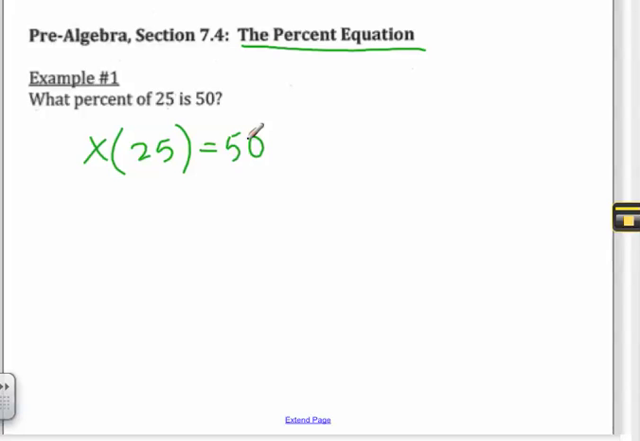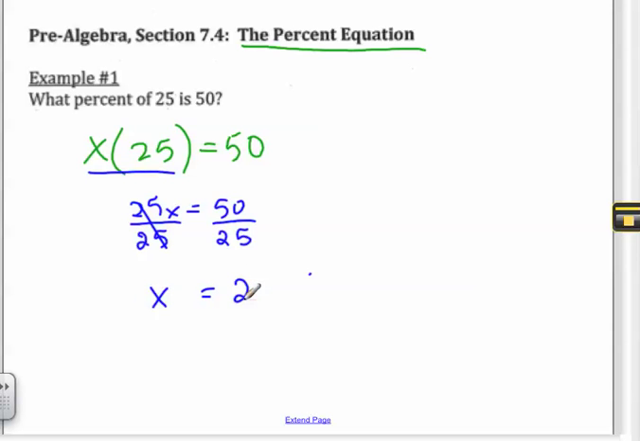Okay? Taggart, what would I do to solve this equation? This isn't the normal way I'd write it. I'd normally write 25x equals 50. But we know what this means, right? It's x times 25. What would I do? Taggart says I'm going to divide both sides by 25. What am I going to have left on the left side, Henry? X on the left. And what about on the right, Dane? I'm going to have 2.